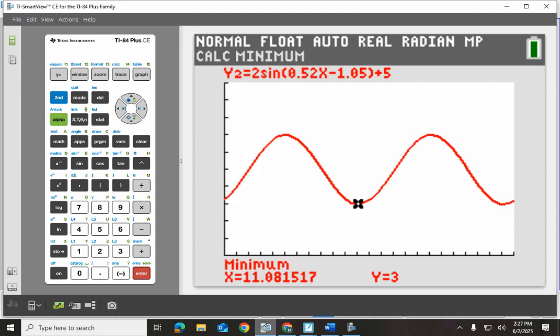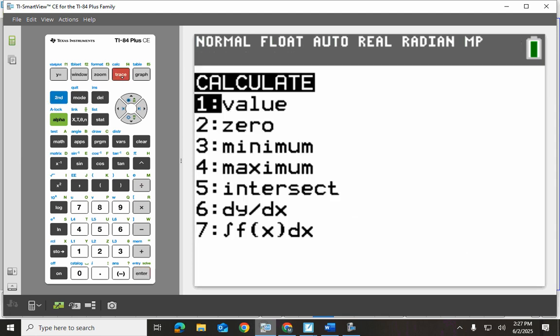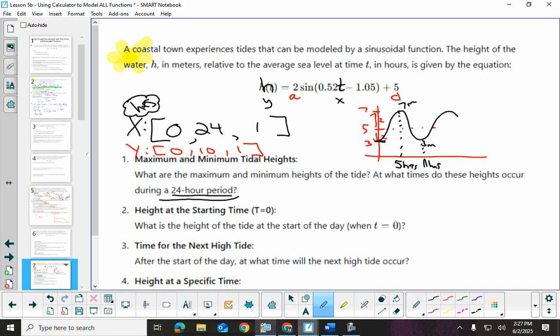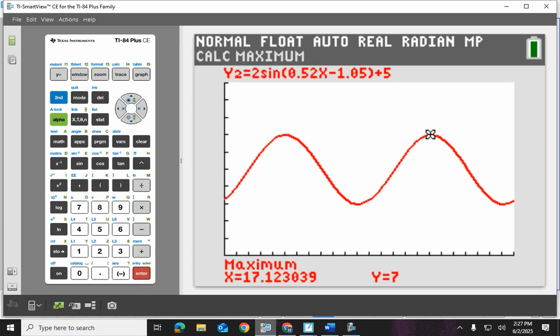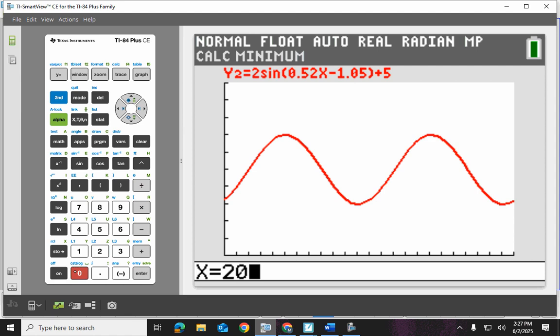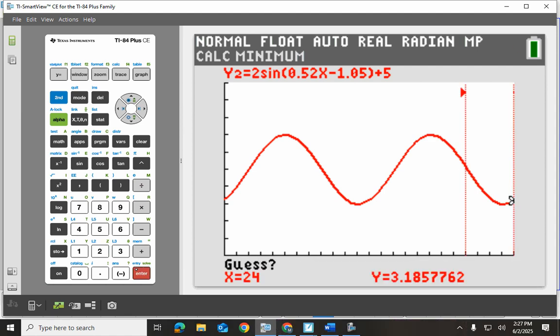Next high tide, right here. So maximum again. So I'll go with 14 and 20. So 17.1 or just 17. And then the last one, another minimum. I'll go with 20 and 24. And I get 23.2.